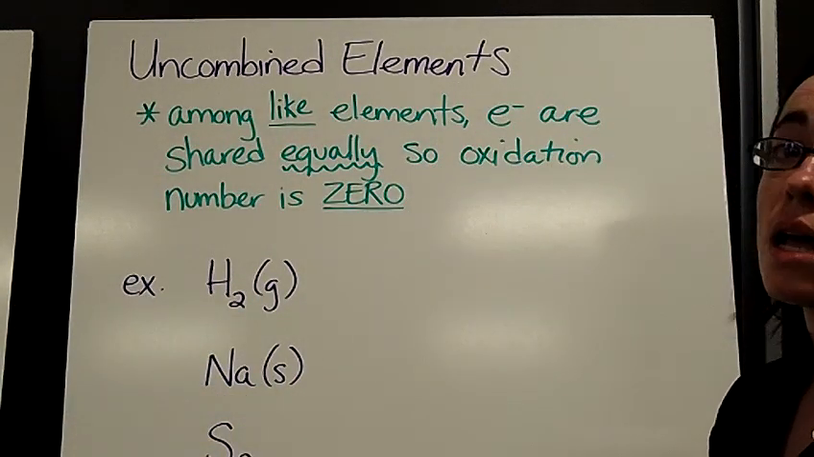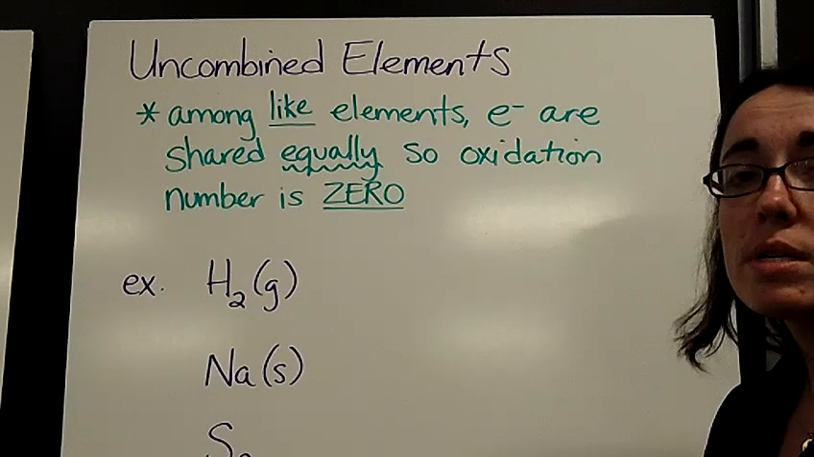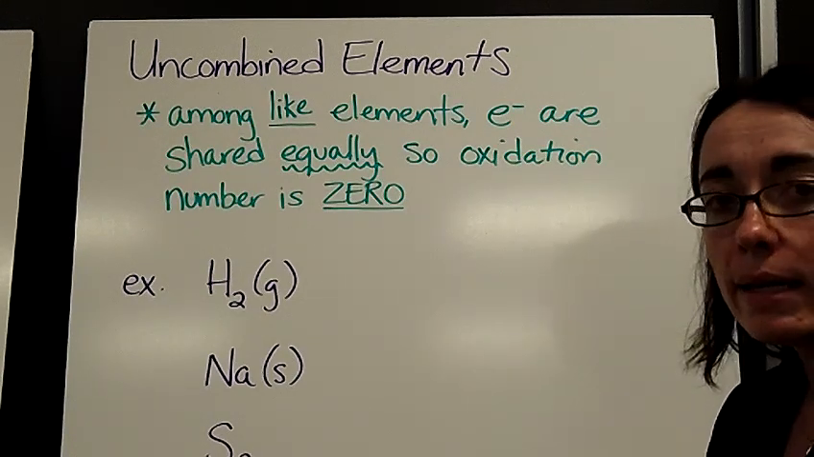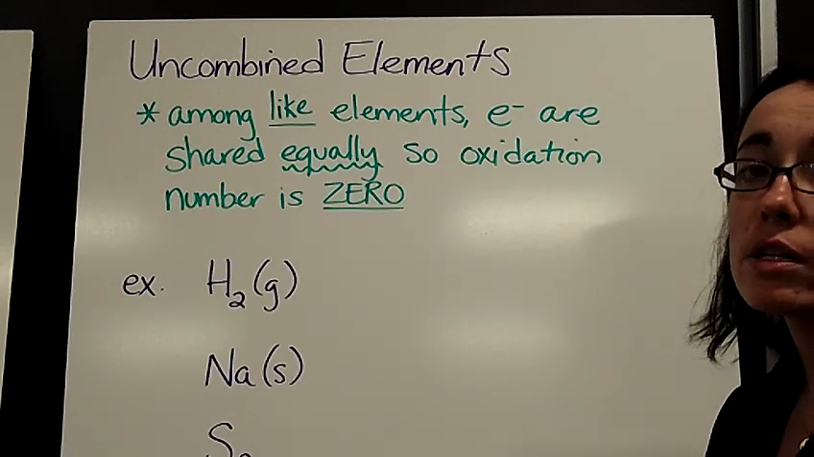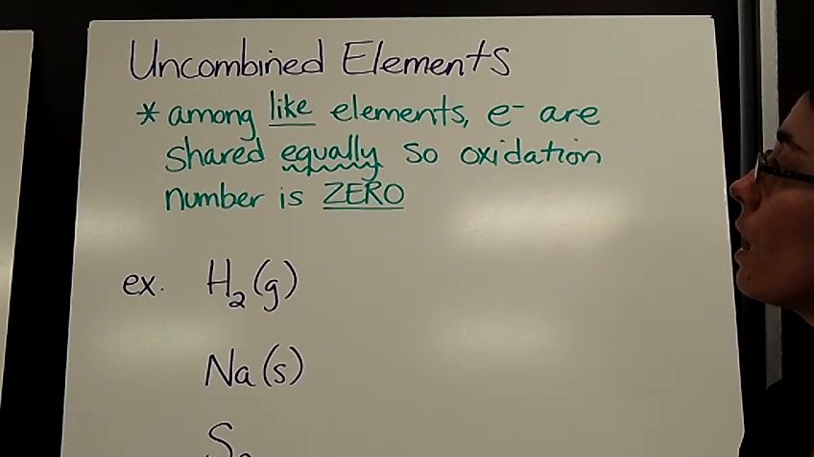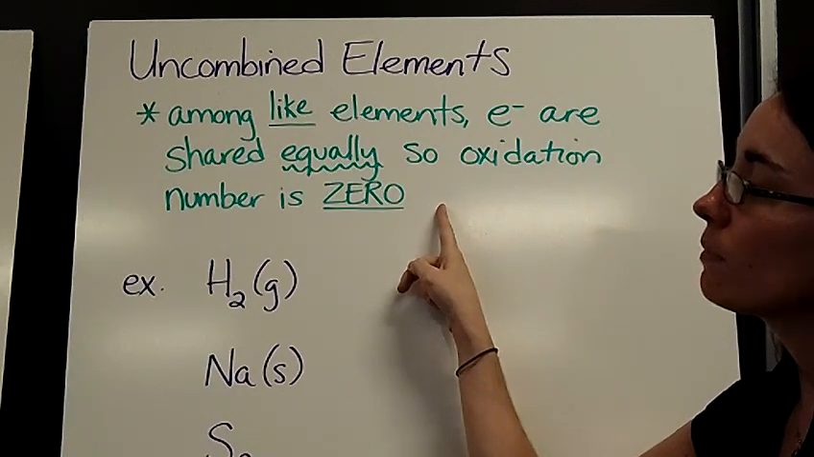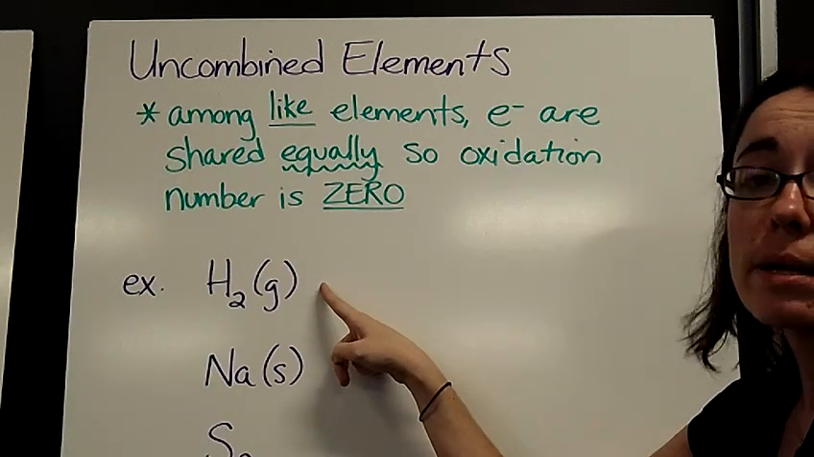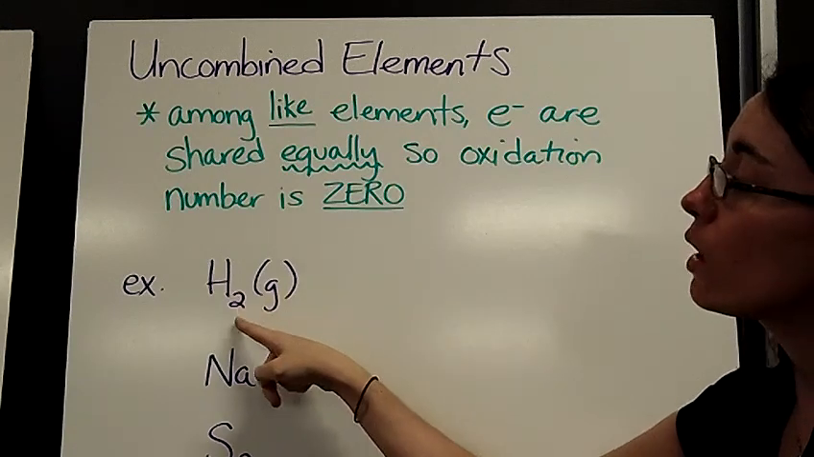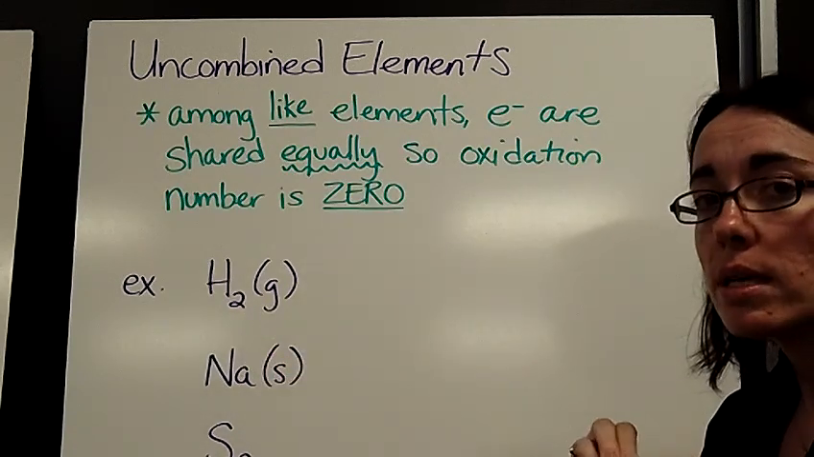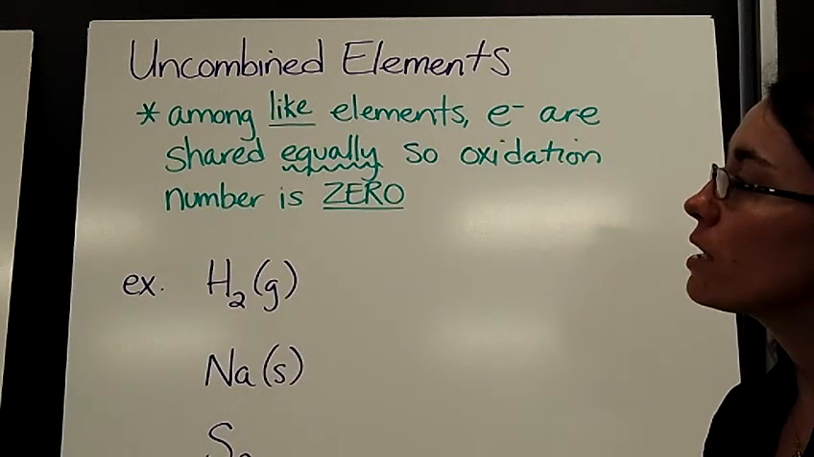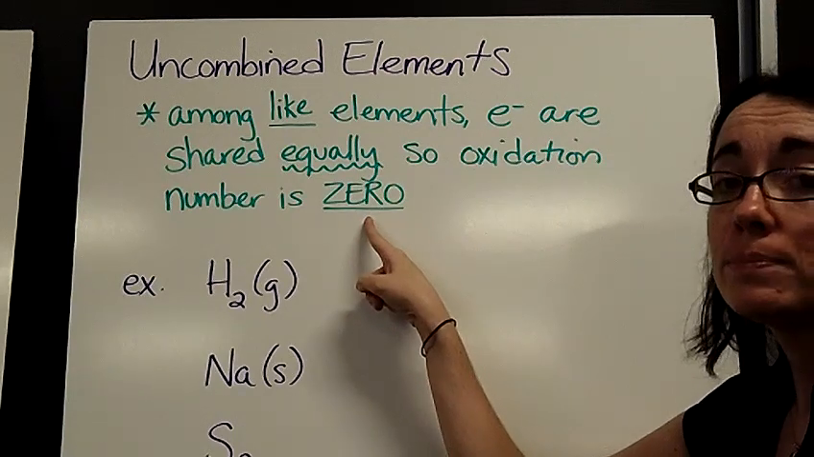In our first case, uncombined elements, what you need to know is that among like elements, valence electrons are shared equally. So that means that the oxidation number is 0. So when we look at our first example here, hydrogen gas, there are 2 particles of it joined together. Each one has an oxidation number of 0.